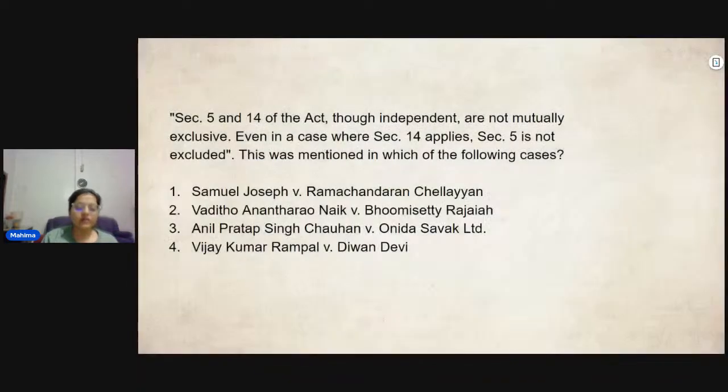Yes. Section 5 and 14 of the Act, though independent, are not mutually exclusive. Even in a case where Section 14 applies, Section 5 is not excluded. This was mentioned in which of the following cases? Samuel Joseph versus Ramchandran Chalyan, Vaditho Anantharao Nayak versus Bhumi Shetty Rajaya, Anil Pratap Singh Chauhan versus Onida Sevak Limited, Vijay Kumar Rampal versus Diwan Devi. Mention the correct case law here in front of Section 5 and relate it with Section 14, and why it is related.